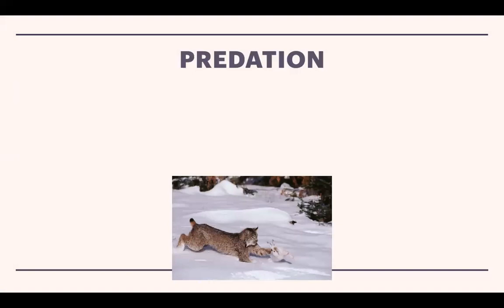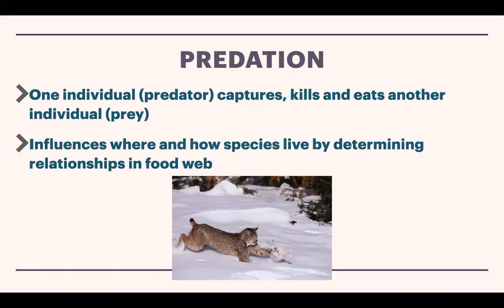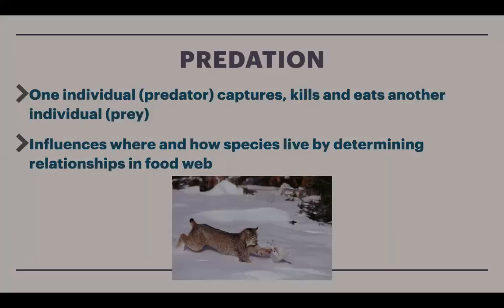Predation should be pretty clear and straightforward. You have one individual, which is called the predator, that captures, kills, and eats another individual called the prey. This is going to influence where and how species live by determining their relationship in the food web.